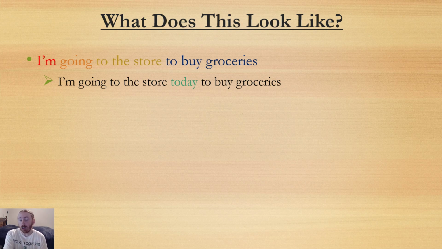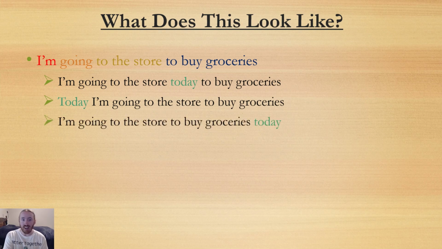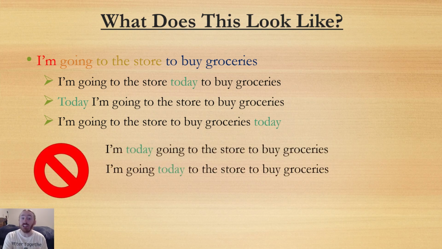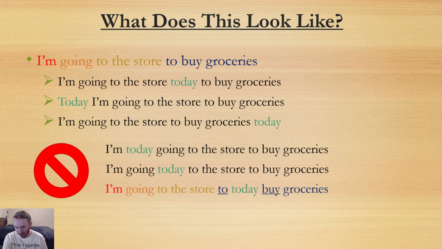However, you can also say, and it's totally okay to say, today I'm going to the store to buy groceries, or I'm going to the store to buy groceries today. However, there are some pretty common mistakes that I see students make with this, and that you never say, I'm today going to the store to buy groceries, or I'm going today to the store to buy groceries, or a really bad one is I'm going to the store to today buy groceries.